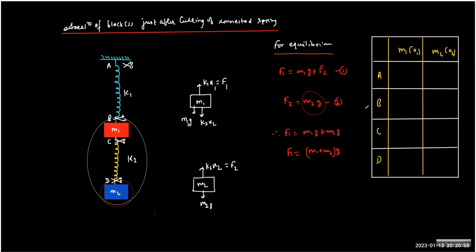So for example, for M1, when you cut at B, you remove the spring. That's a different story. But when you cut at A, you don't remove the spring. When you cut at A, M1 will still experience the same spring force as before. Understood? So when you cut at A, M1 will still experience the spring force due to K1 as before. Do you realize what I'm saying?